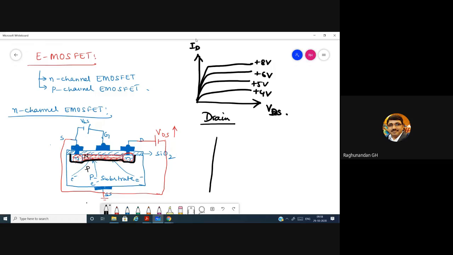But you should be careful in transfer characteristics. The transfer characteristics is entirely different from JFET and the D MOSFET. The transfer characteristics will be like this. This is the transfer characteristics.